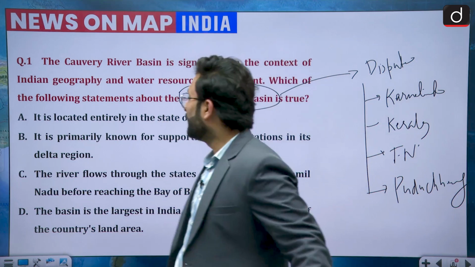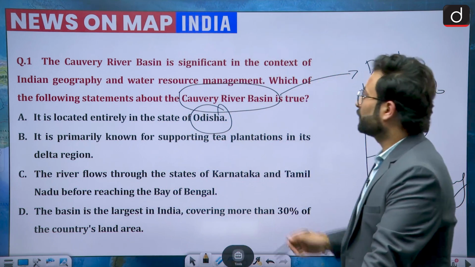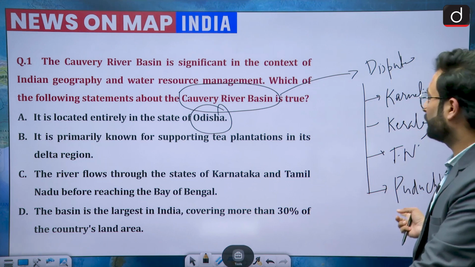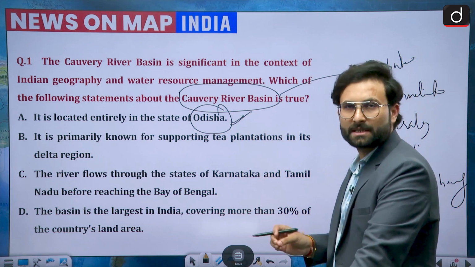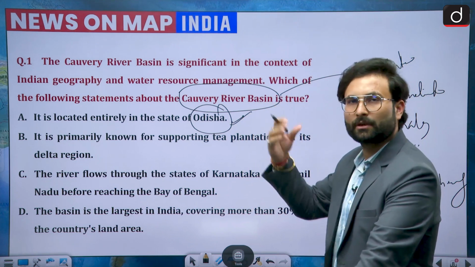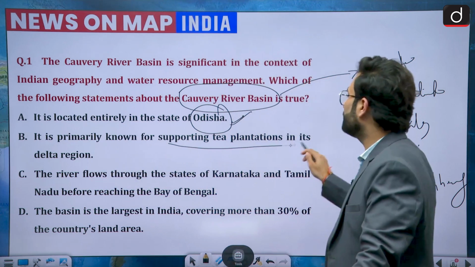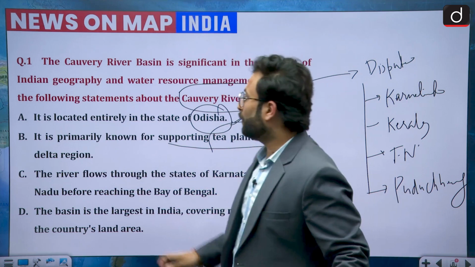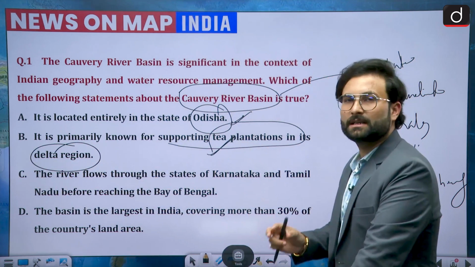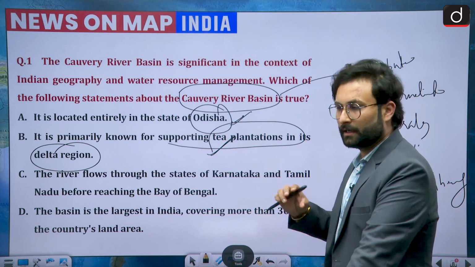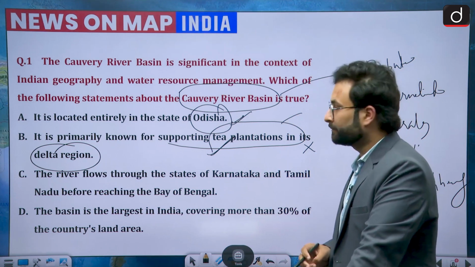Your options are, it is located entirely in the state of Odisha. As I told you, water sharing dispute is between all these states or union territories, but Odisha is not in the river basin area because Odisha falls further on the northern side. Next, it is primarily known for supporting tea plantation in its delta region. Tea plantation is generally a feature of hilly areas, so we can say that this statement is incorrect.